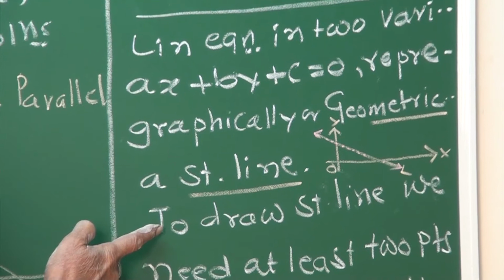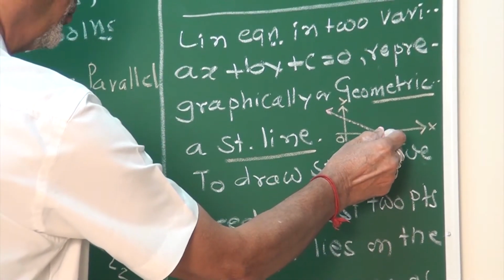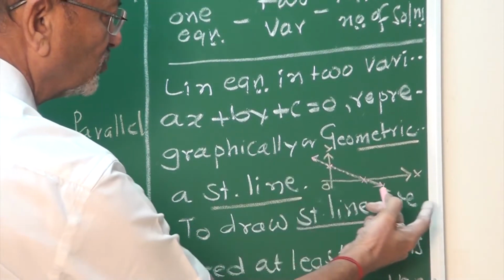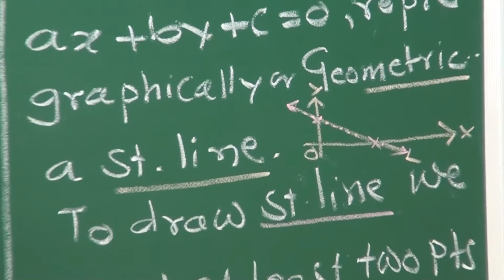Next is to draw a straight line. To draw a straight line, 2 points are enough. This is one point, and this is another point. You can join them and extend on both sides.